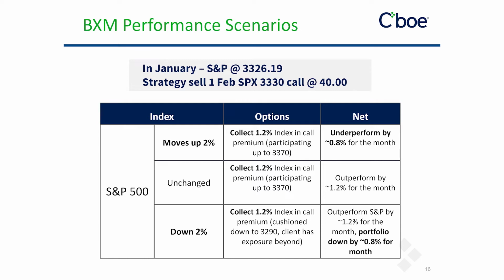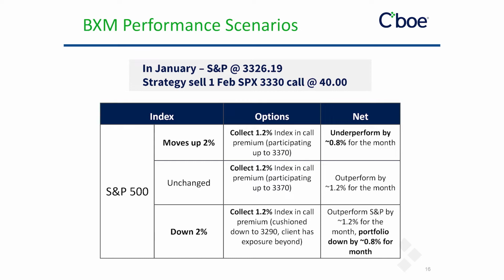Now let's assume the S&P 500 is unchanged between January and February options expiration. In this situation, the short call premium goes to 0, or worthless. So you keep the premium and outperform the unchanged index by 40 points, or in this case, 1.2% for the month. Finally, let's assume the S&P 500 falls by 2% during the options expiration cycle.